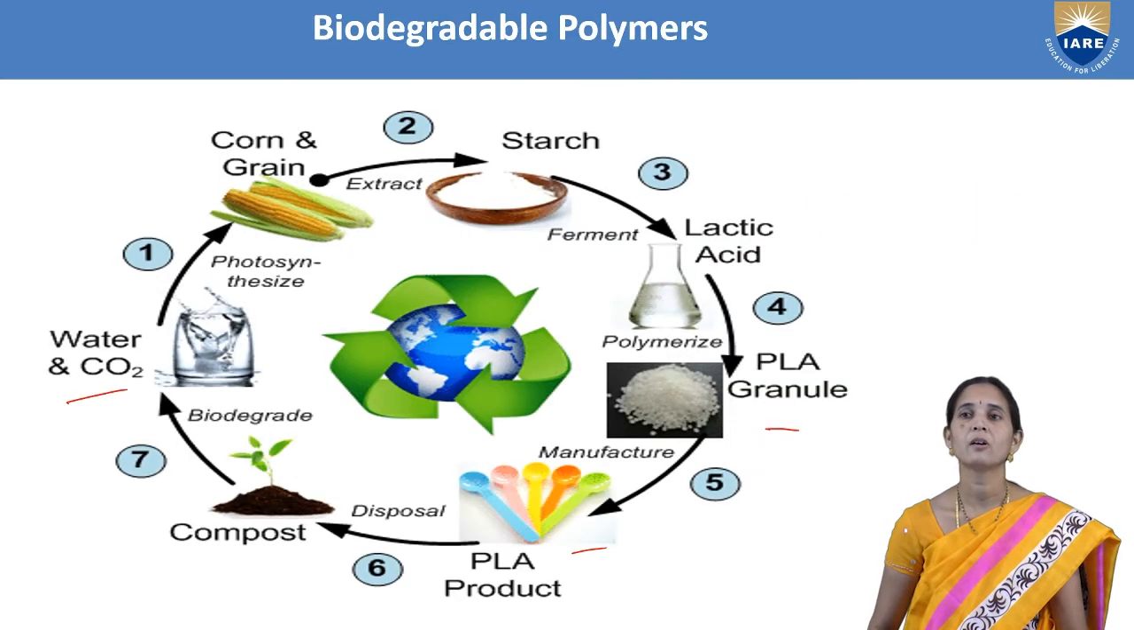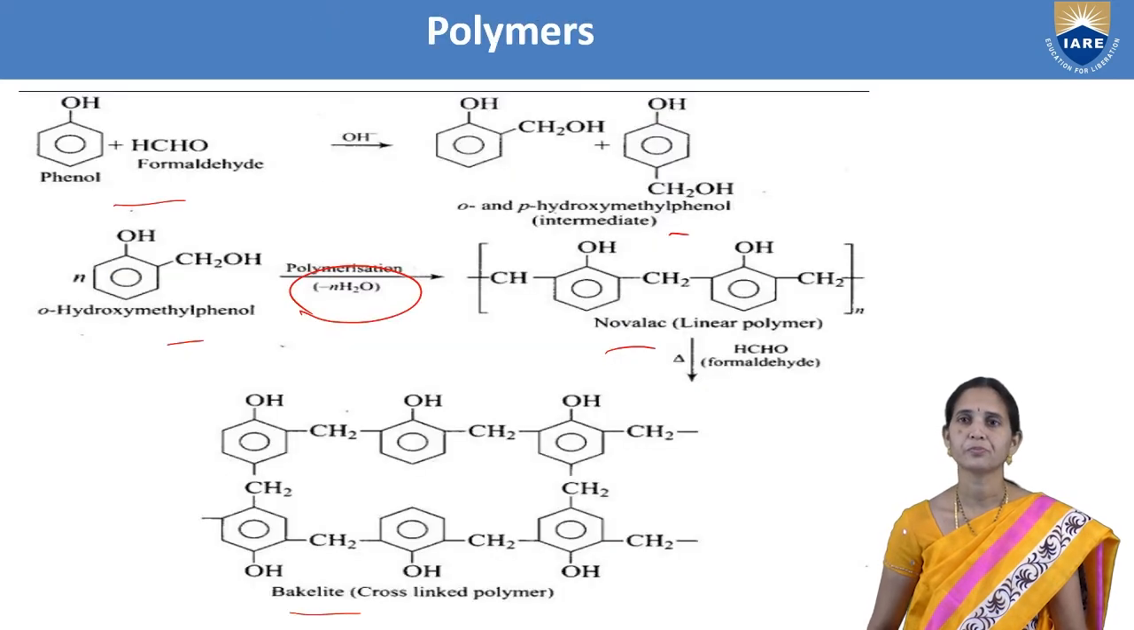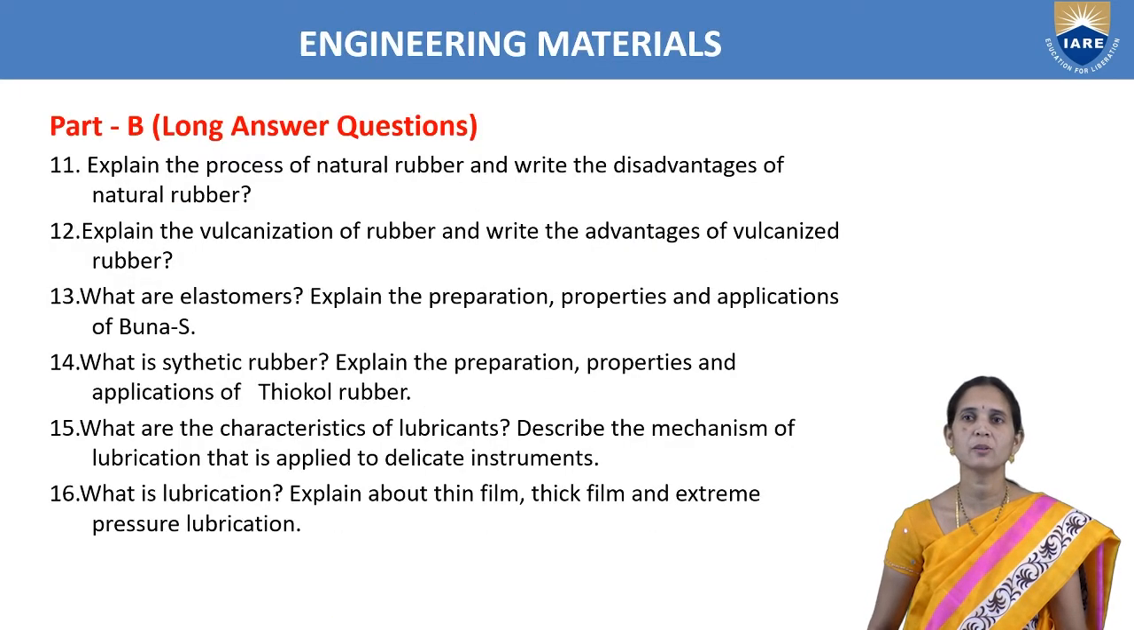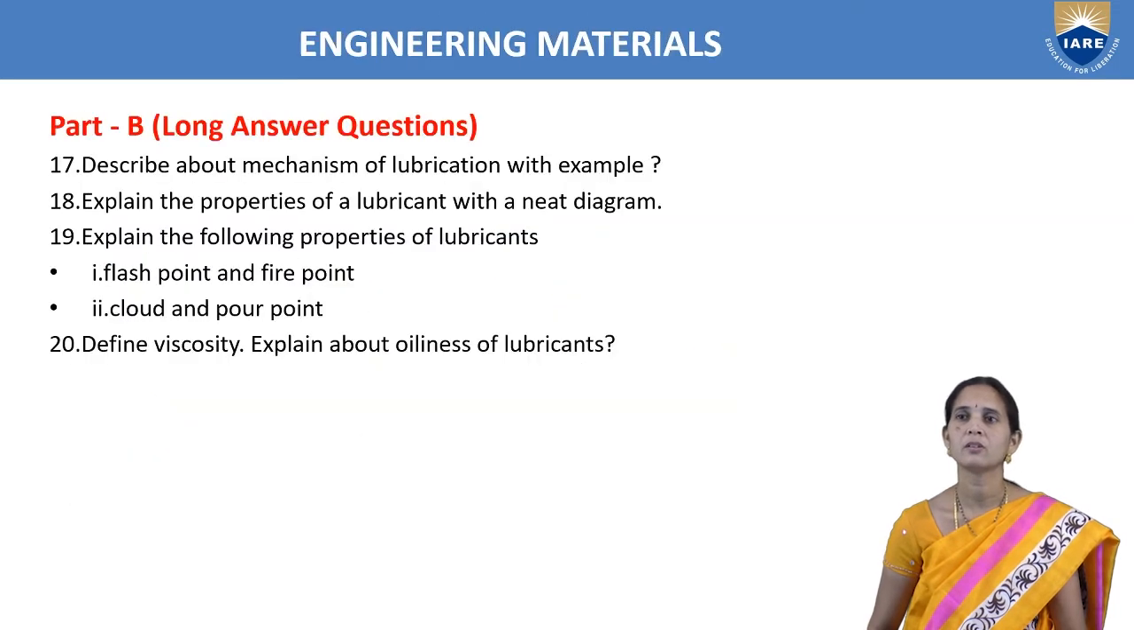Taking the example, polylactic acid or polyvinyl acetate. So next one, explain the process of natural rubber and write the disadvantages of natural rubber.